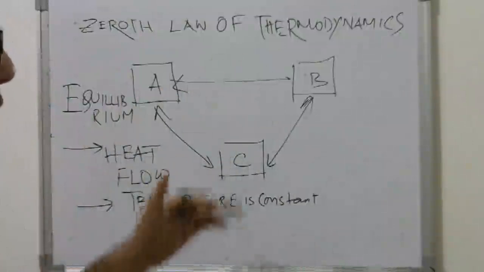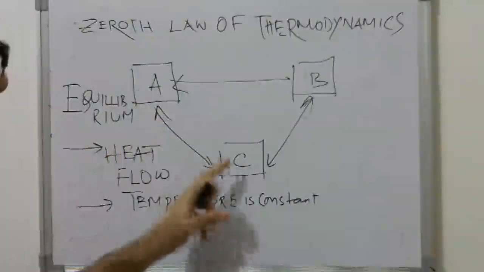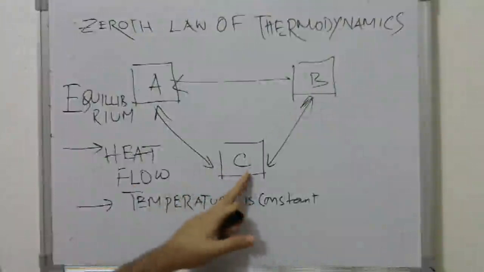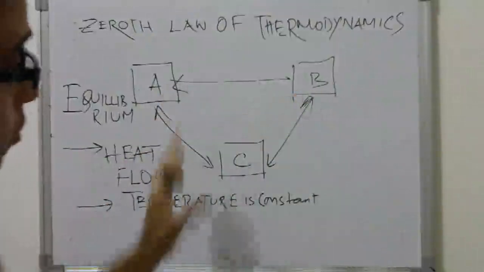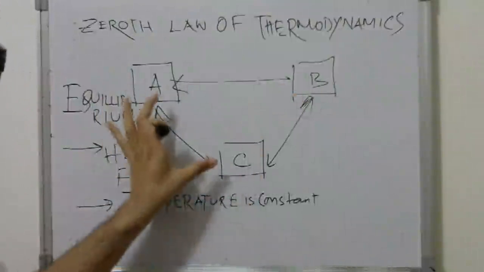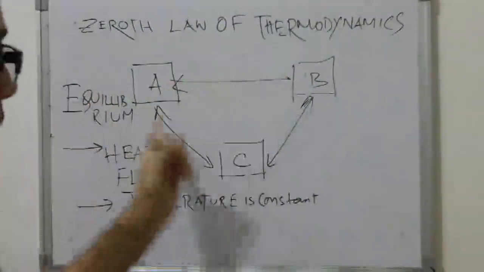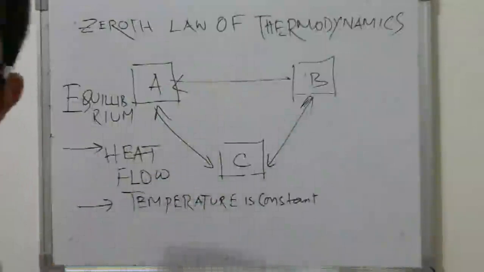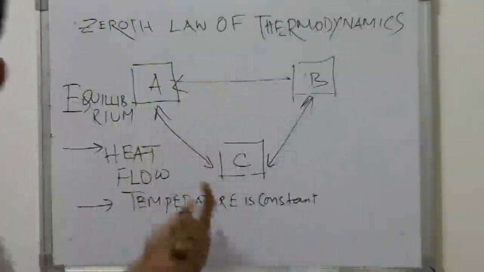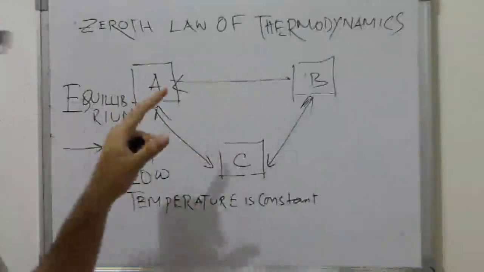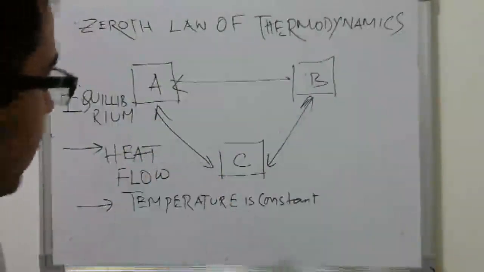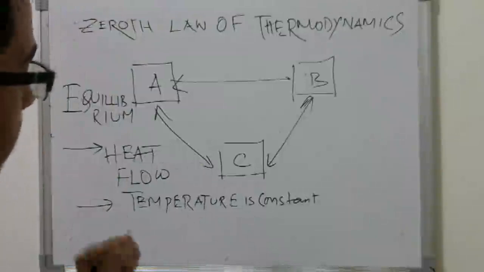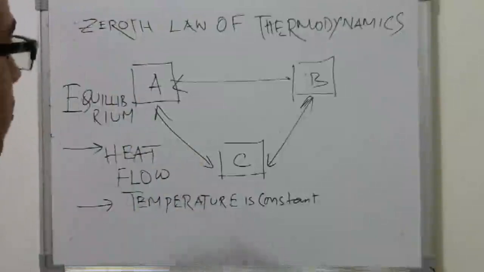It's also true for any two of the systems. For example, if A and C and B and C are in equilibrium, then we can also say A and B are in equilibrium with each other. So amongst these three systems, if any two of them are in equilibrium with each other, then the other will also be in equilibrium. So that is what is meant by thermal equilibrium, and this is what the Zeroth Law of thermodynamics means.